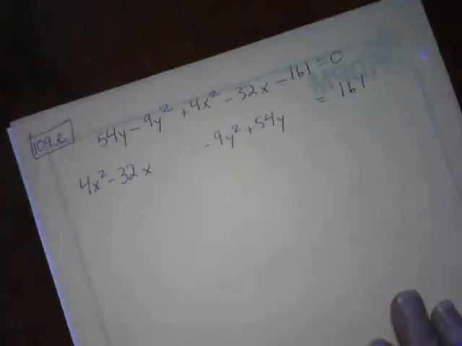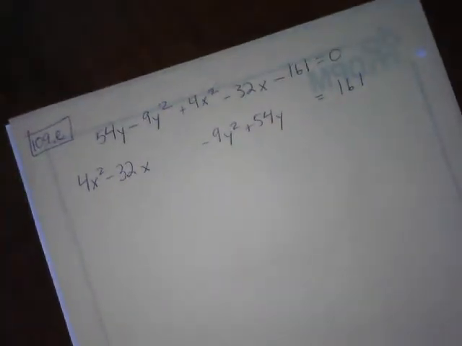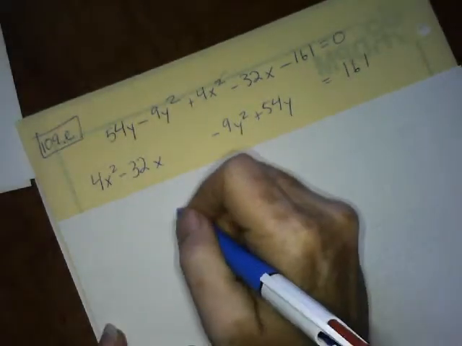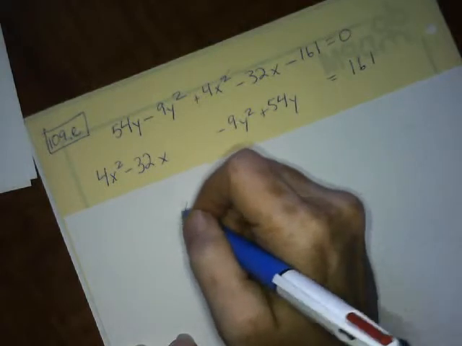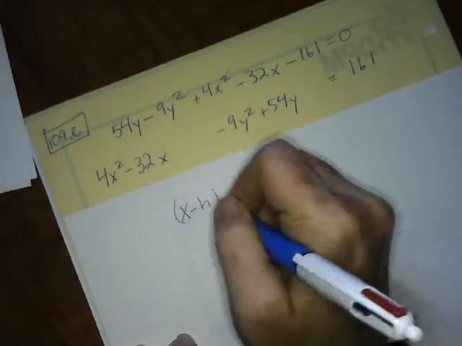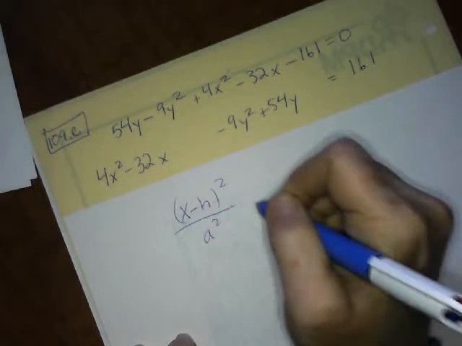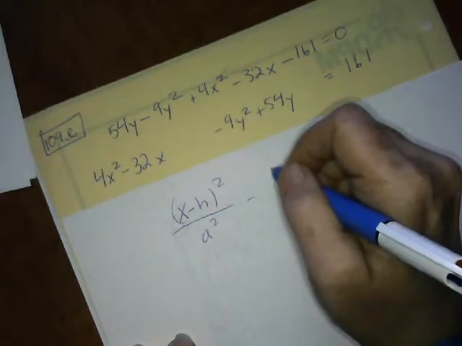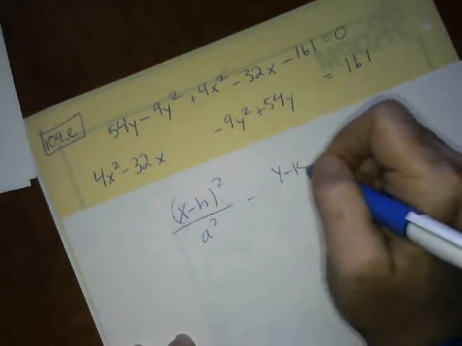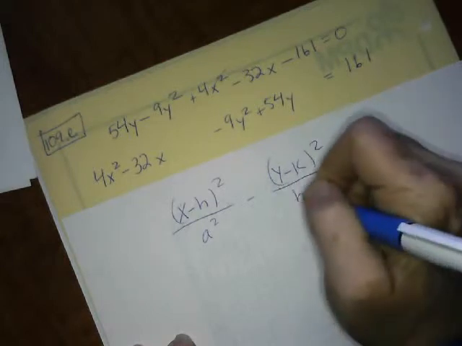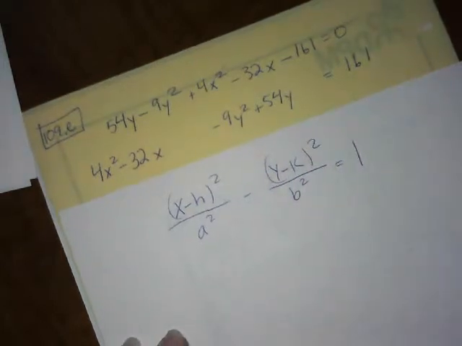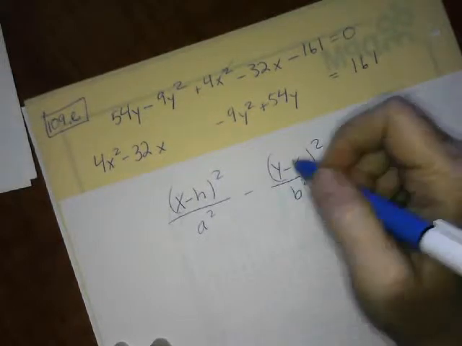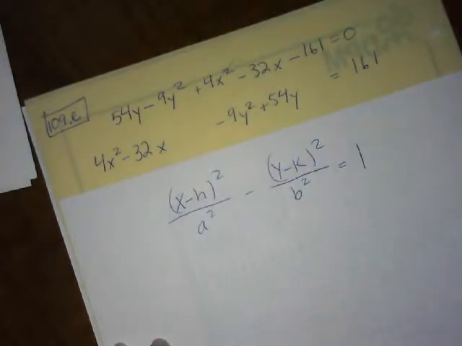This is lesson 109, letter E. So we were talking about hyperbolas, and, well gosh, I should have given you an equation of a hyperbola in standard form. So a hyperbola in standard form would be (x minus h) all squared over a squared minus (y minus k) all squared over b squared equals 1.